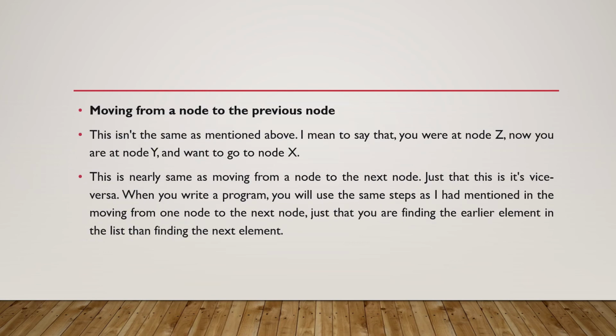Moving from a node to the previous node. This isn't the same as mentioned above. I mean to say that you are at node Z, now you are at node Y, and you want to go to node X. This is nearly the same as moving from a node to the next node, just vice versa. When you write a program, you will use the same steps as I mentioned in moving from one node to the next node, just that you are finding the earlier element, then finding the next element.